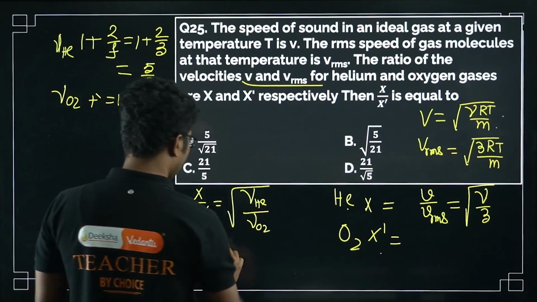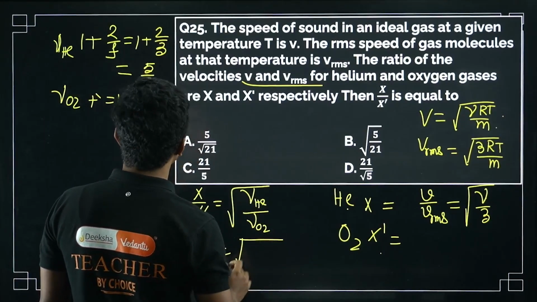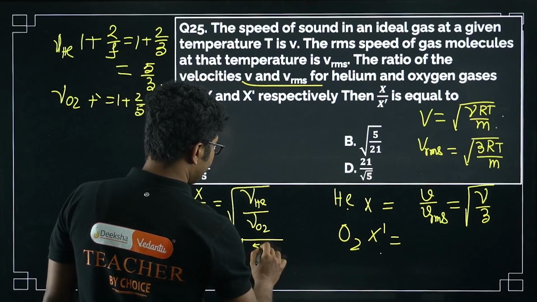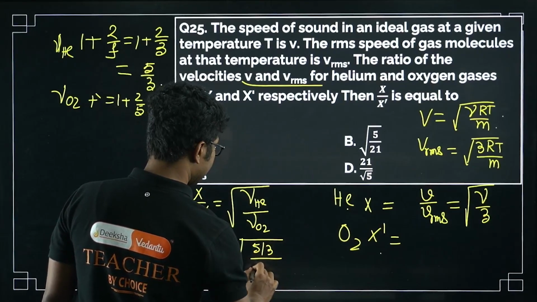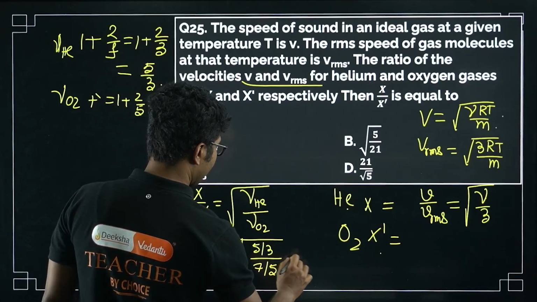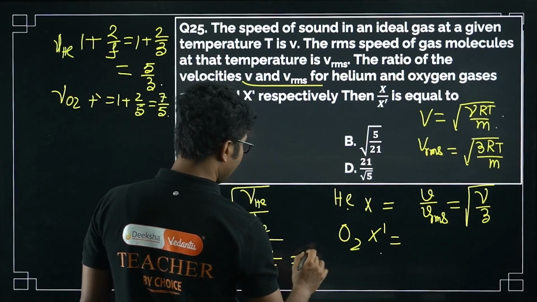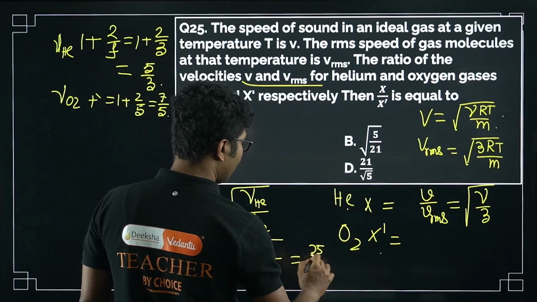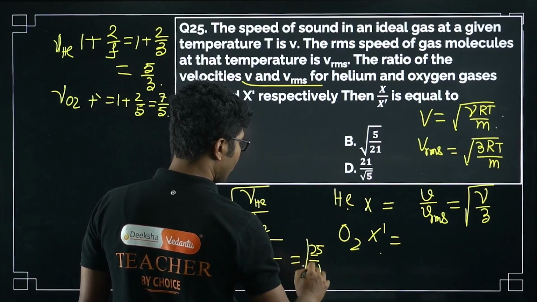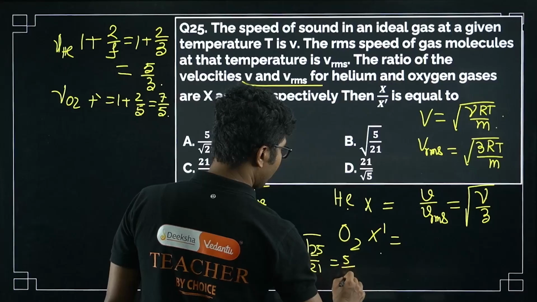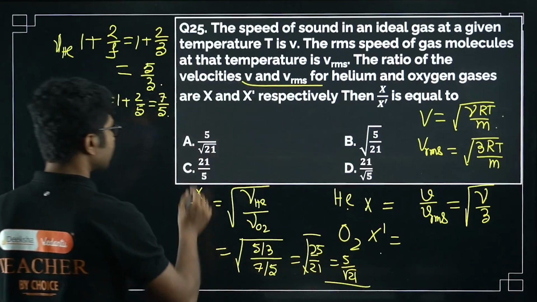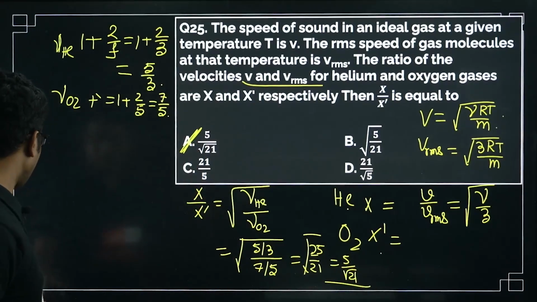So it will be square root of 5 by 3 divided by 7 by 5. So it will be 25 by 21. So 25 by 21 square root, so that is 5 by square root of 21. So correct answer option A.